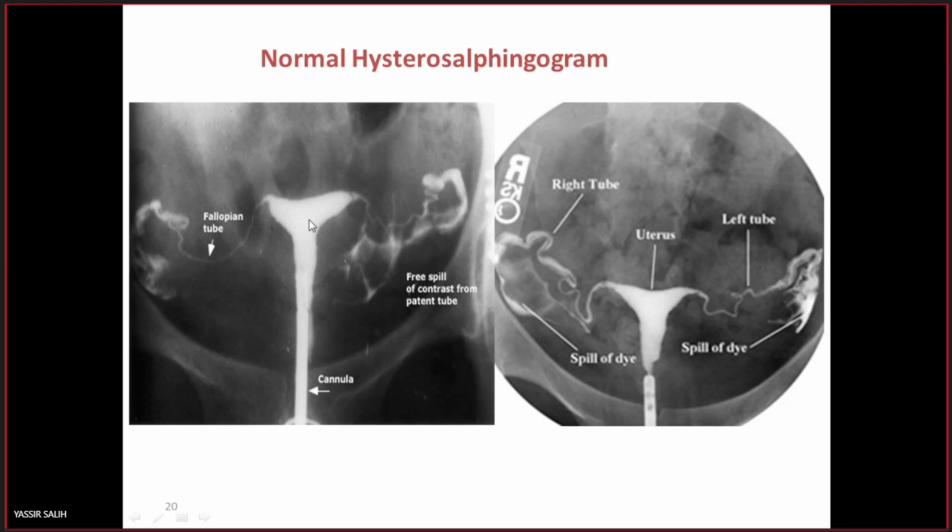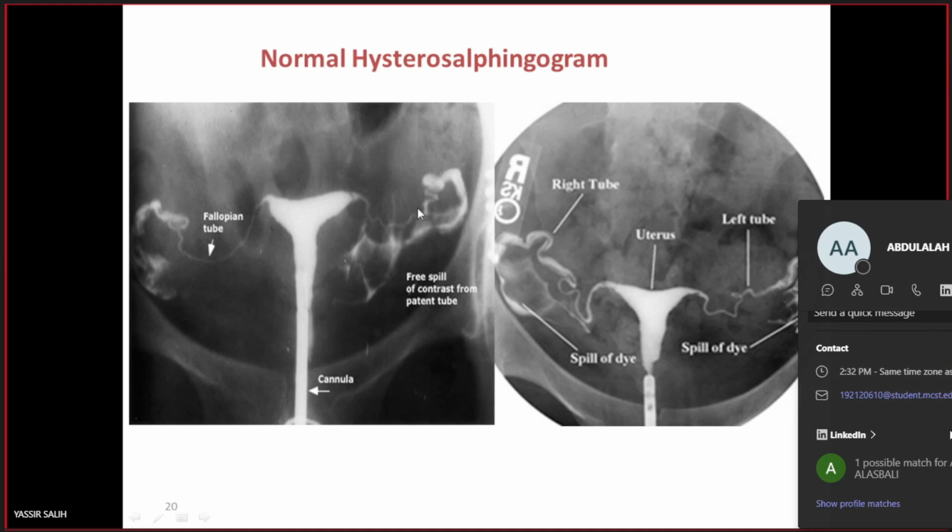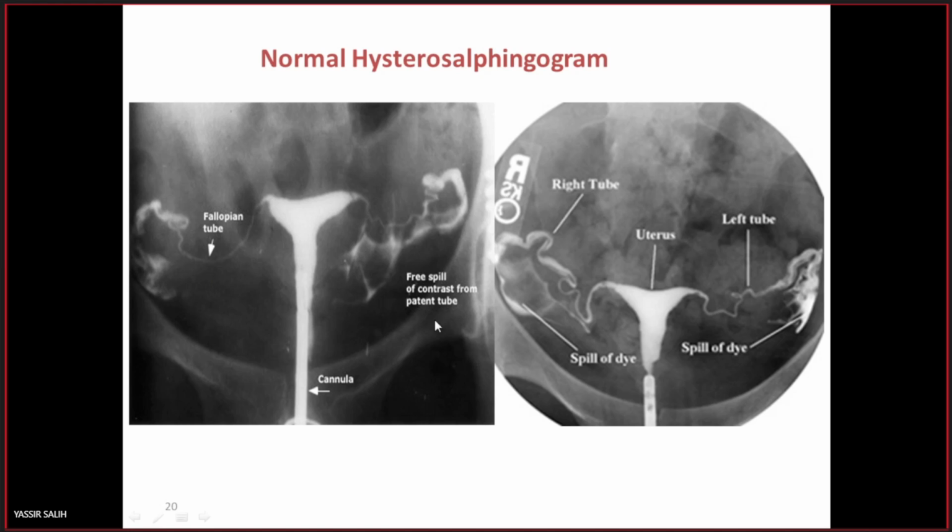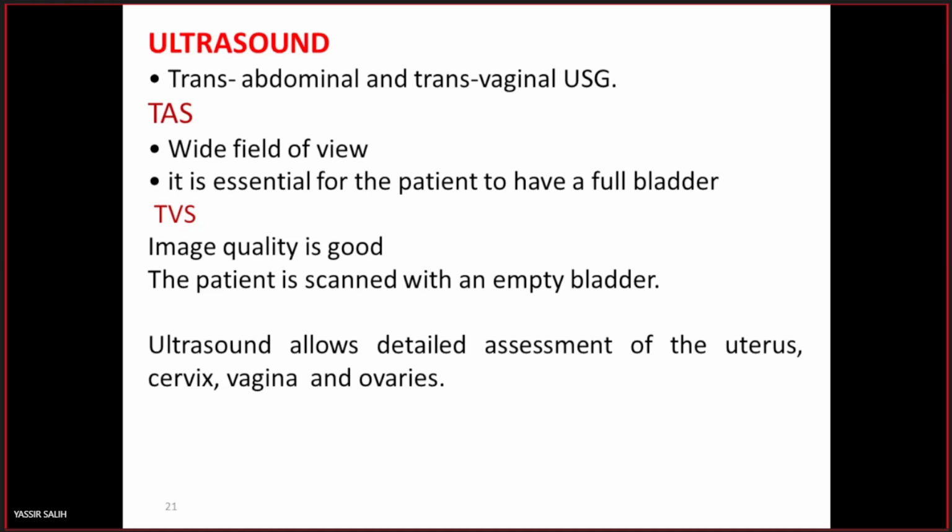The contrast opacifies the uterine cavity, the right fallopian tube and the left fallopian tube, and there is a clear spill of contrast. This is a normal hysterosalpingogram. Also, this is normal. You can see the cannula and the contrast opacifies the uterine cavity. There is no filling defect, and you can see the contrast in both fallopian tubes on both sides with free spill of contrast in the peritoneal cavity. Also, this is a normal hysterosalpingogram.